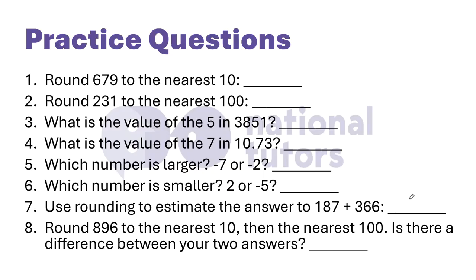And last but not least, round 896 to the nearest 10, then the nearest 100. Is there a difference between your two answers? We haven't come across a question like this before. So, first of all, to the nearest 10. Well, my 10 is already a 9, so we're pretty high up. And 6 is my decider. So I need to round 9 to the next 10. I'm going to be rounding up because 6 is higher than 5.